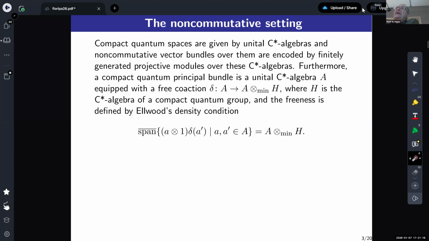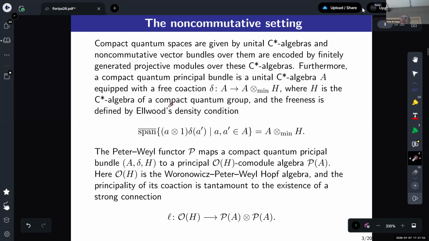Because it's not so obvious, having a compact quantum semigroup, to define the inverse of an element to say that it's really a group. And Woronowicz did it by saying, all right, so I have a compact quantum semigroup with left and right cancellation properties, and then it must be a group. So basically, the very compact quantum group is defined by the freeness condition on its own multiplication. So using the same idea, Ellwood defined a free action of a compact quantum group on a unital C*-algebra, which is exactly this density condition.